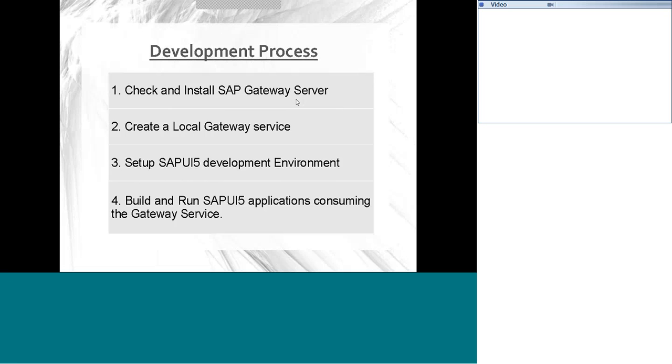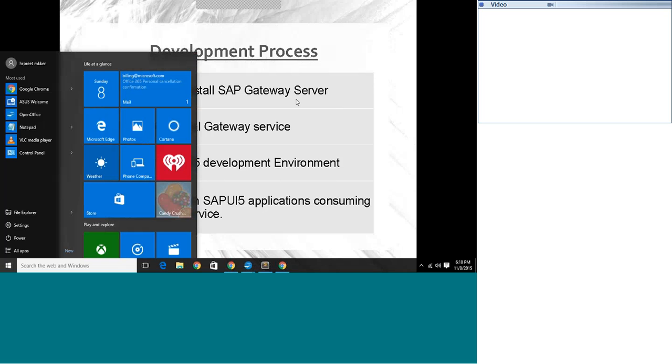Okay, let's go further. The development process for any SAP UI5 screen or SAP UI5 apps would be to check and install the SAP gateway server, to check if you have really got the SAP gateway server or not. Then you would have to create a local gateway service so that you can test your things on the local computers or local desktop. This is way different from the SAP ABAP paradigm.